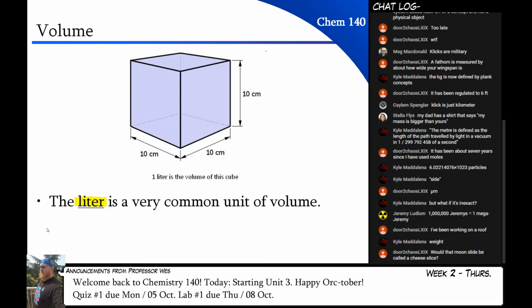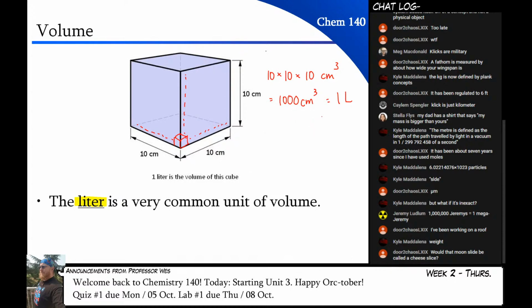But this is actually going to become very useful for us, because we're going to use this definition in the following way. So if I have a cubic centimeter for every 1 by 1 by 1 block, I could fit 10 of these in each direction. And the total number of cubic centimeters that would be in this liter would be 1,000. So there are 1,000 cubic centimeters in a liter.